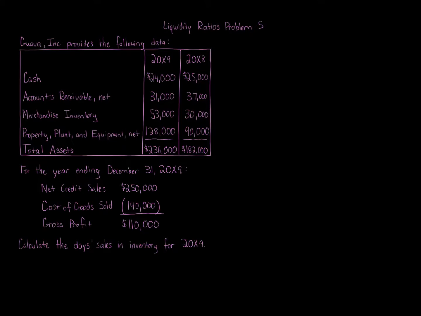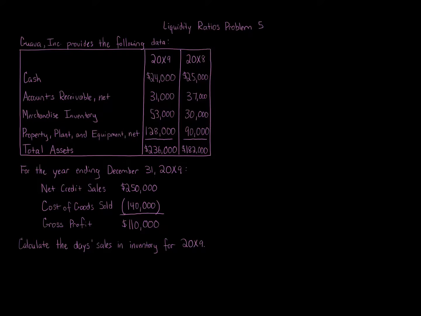Liquidity ratio is problem 5. Guava Inc. provides the following data. The information is presented in a table broken down by 20x9 and 20x8. Cash 20x9, $24,000. Cash 20x8, $25,000.